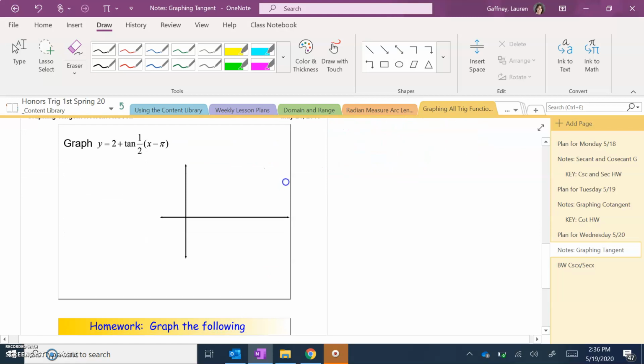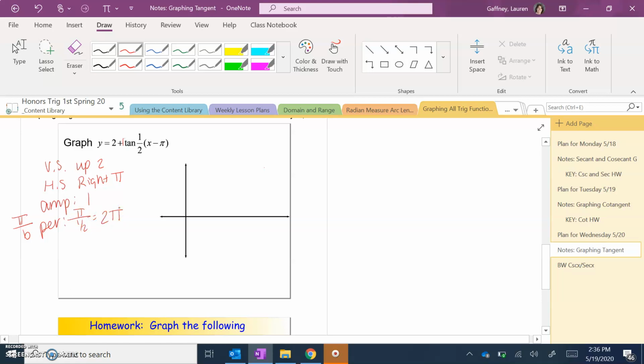Okay, so let's look at one that has some transformations. So here, my vertical shift is up 2. My horizontal shift is right pi. My amplitude's technically 1. Technically, there's a 1 there. Now my period, like we said, it's pi over b. So pi over 1/2 is going to turn into 2 pi. Our quarters, if you take your period divided by 4 still, so that's going to be pi over 2.